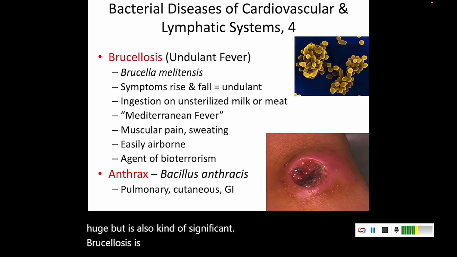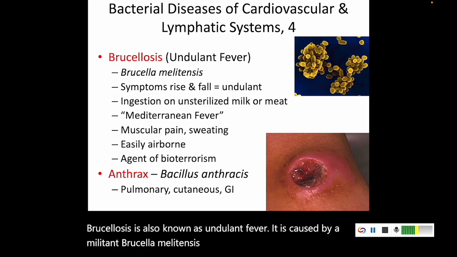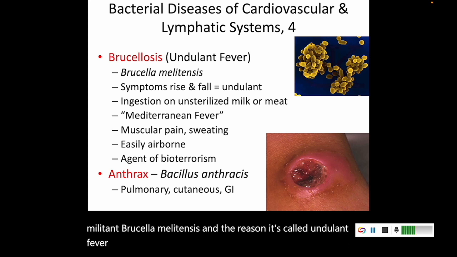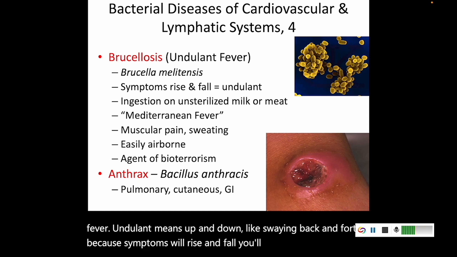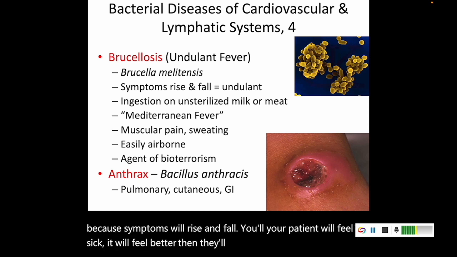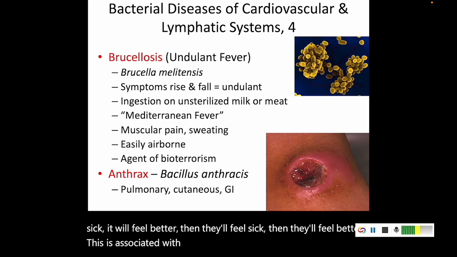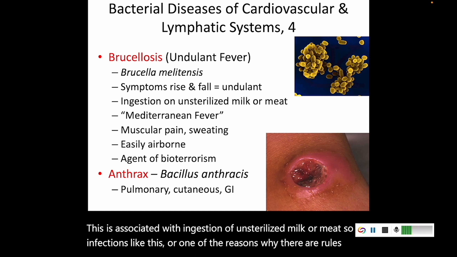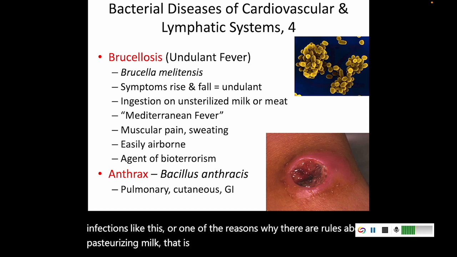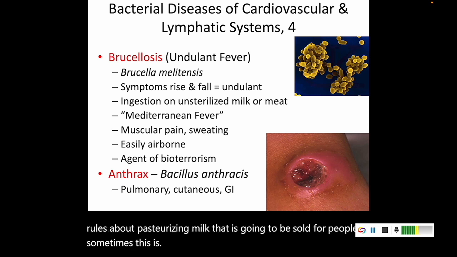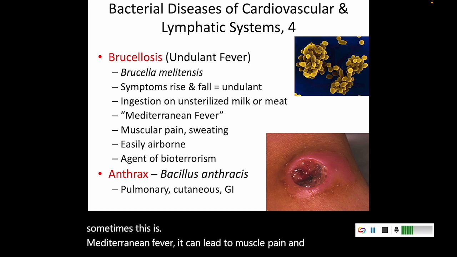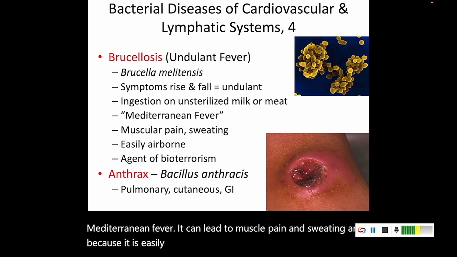Brucellosis is also known as undulant fever. It is caused by Brucella melitensis, and the reason it's called undulant fever, undulant means up and down, like swaying back and forth, because symptoms will rise and fall. Your patient will feel sick, then they'll feel better, then they'll feel sick, then they'll feel better. This is associated with ingestion of unsterilized milk or meat. So infections like this are one of the reasons why there are rules about pasteurizing milk that is going to be sold for people. Sometimes this is called Mediterranean fever. It can lead to muscle pain and sweating. And because it is easily airborne, this is on the list of potential bioterrorism agents.